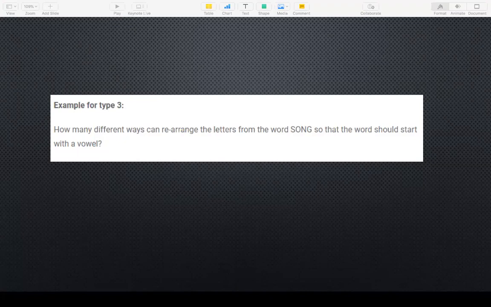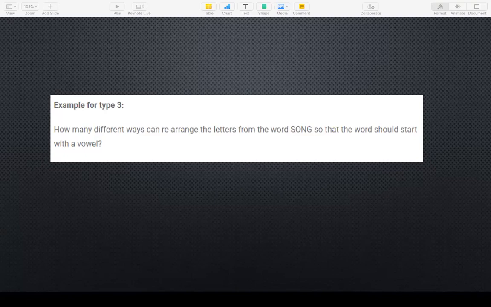And the question says that all the words should start with a vowel. So now we need to look at how many vowels we have in the given word. Here we have only one vowel, that is O. So no matter what word you form using the letters of the word SONG, all those words should start with an O, right? So that O will get fixed in the first place.